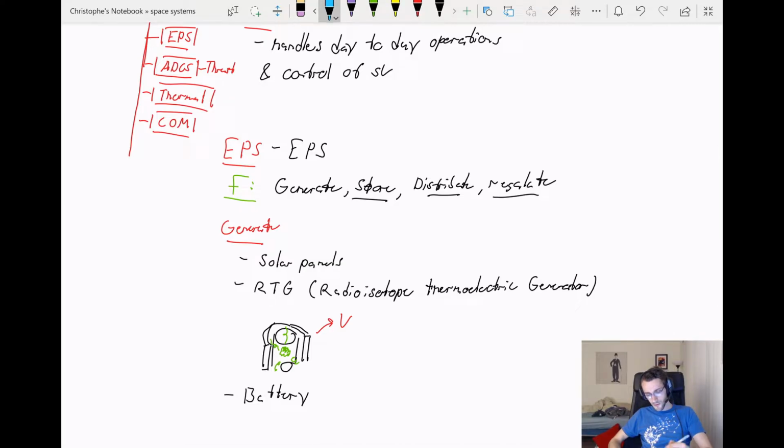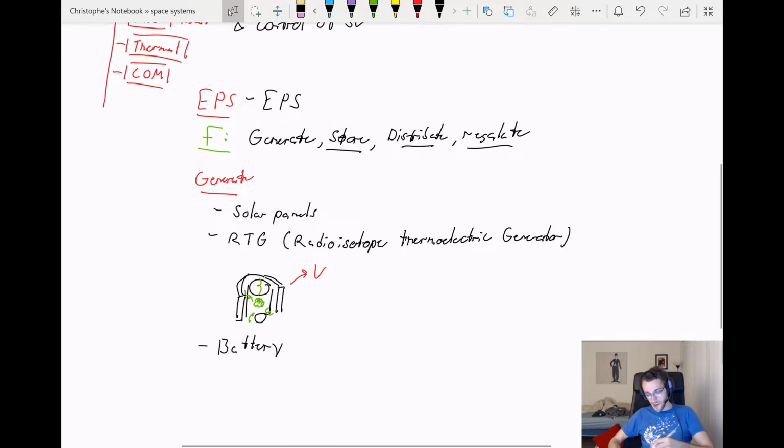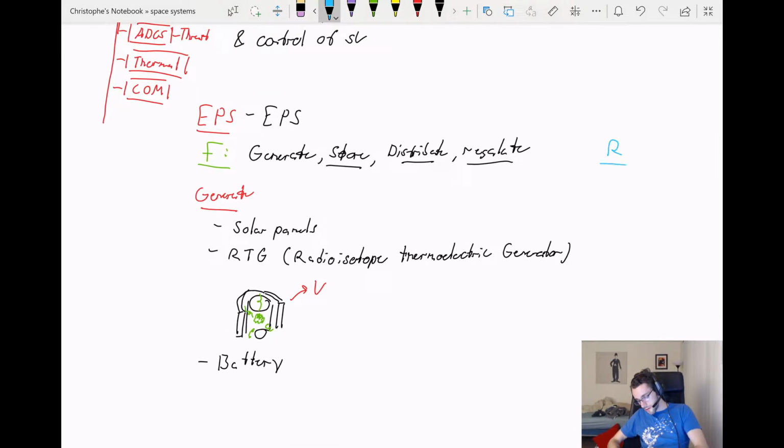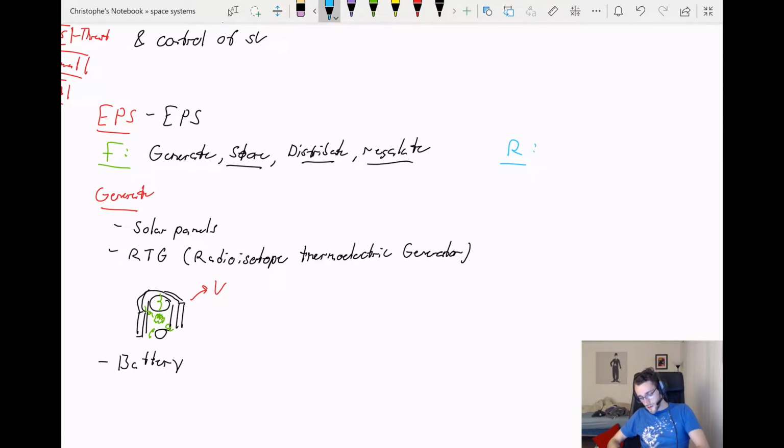So what kind of requirements might you see on an EPS system? So we're just going to put this here. What kind of requirements might you see? You can see requirements like power generation requirements. So that would come in the form of watts. So how many watts you have to generate. You can also run into power storage requirements.